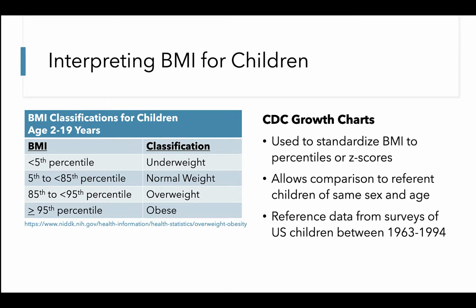These BMI percentile scores can then be classified into similar weight status groups used for adults. A child with a BMI percentile that's less than the 5th percentile is considered underweight. A BMI between the 5th and the 85th percentile is considered normal or healthy weight, whereas a BMI in the 85th to 95th percentile is considered overweight, and above the 95th is considered obese.